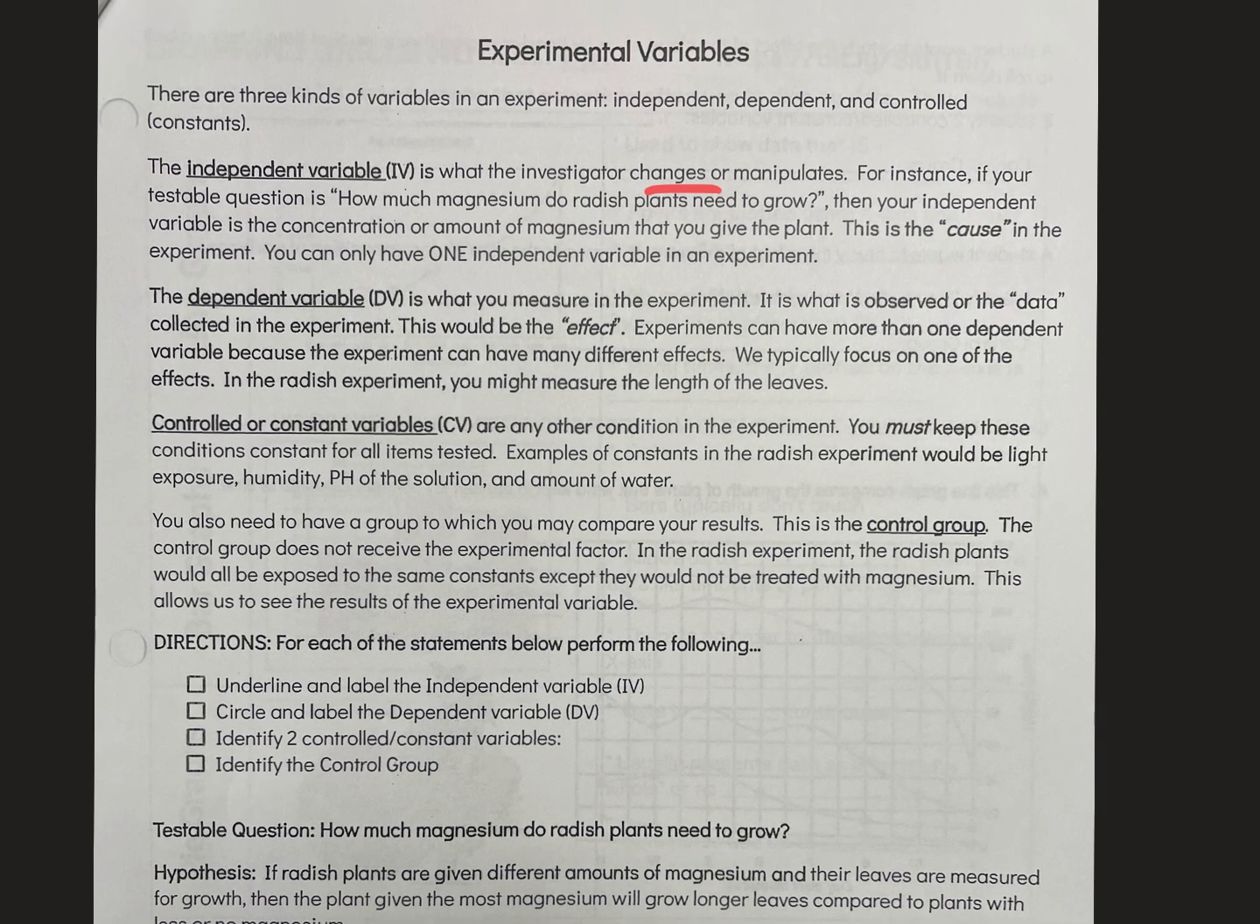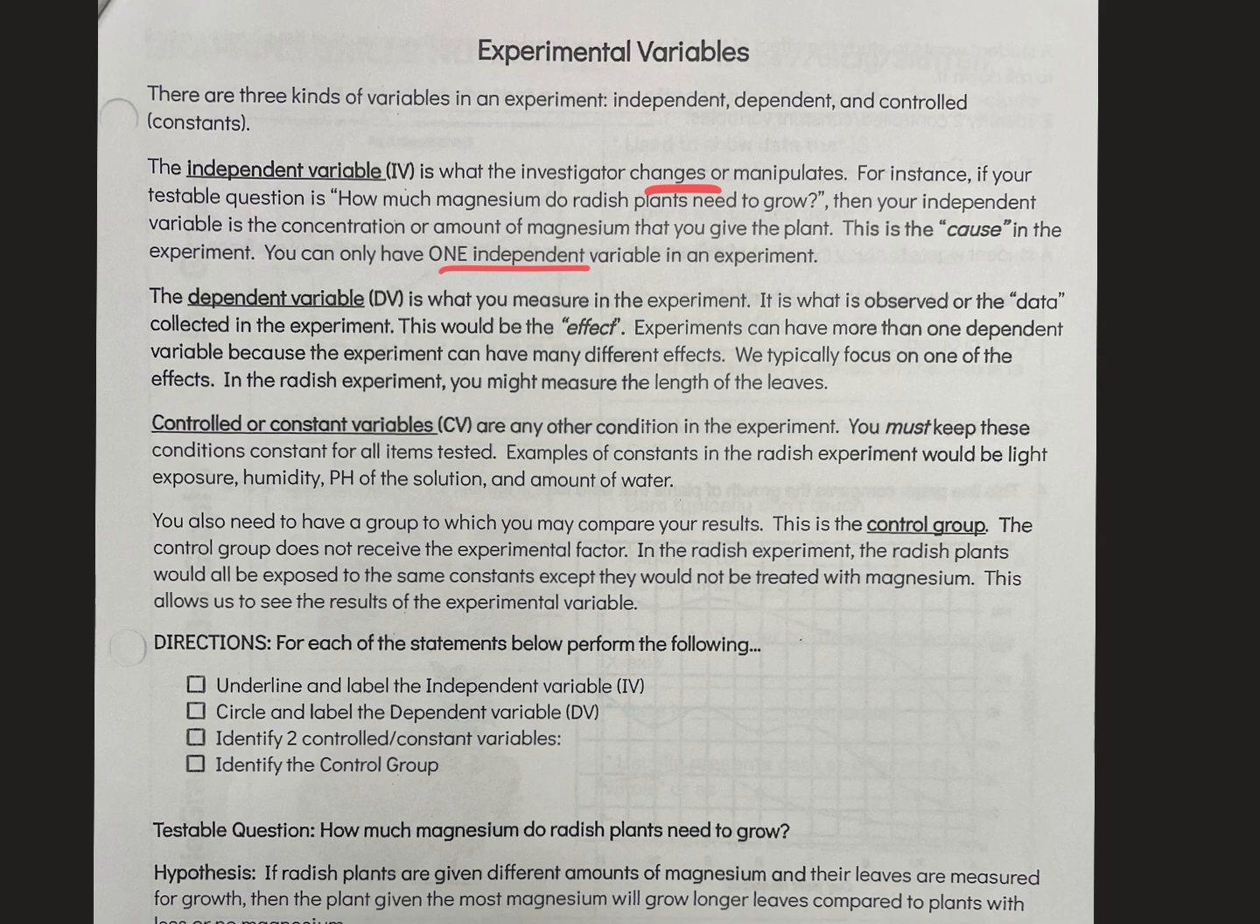Okay, so we're going to first go through independent variable. That's what the investigator changes or manipulates. For instance, in your testable question, how much magnesium do radish plants need to grow? Then your independent variable is the concentration or amount of magnesium that you give to the plant. This is the cause in the experiment. You can only have one independent variable in an experiment, because we don't want many things changing all at once, because then we don't know what it is that caused our results to change.